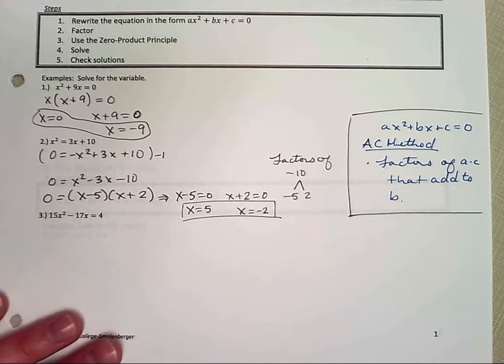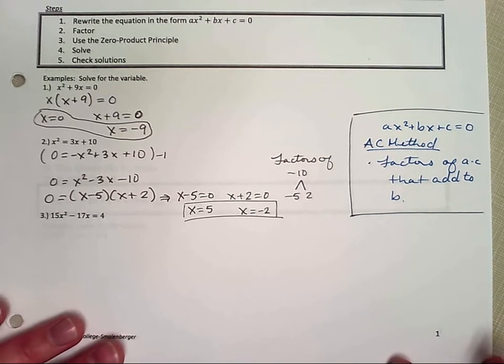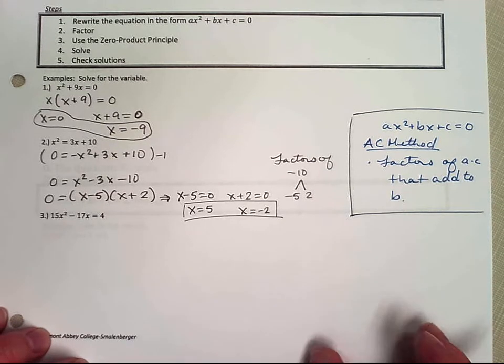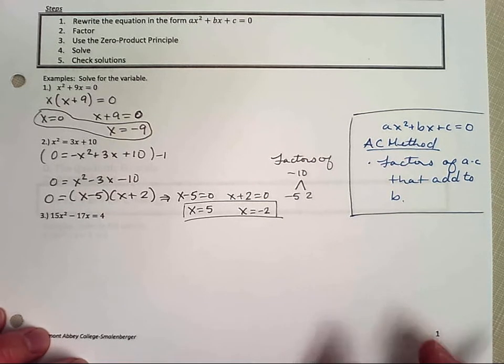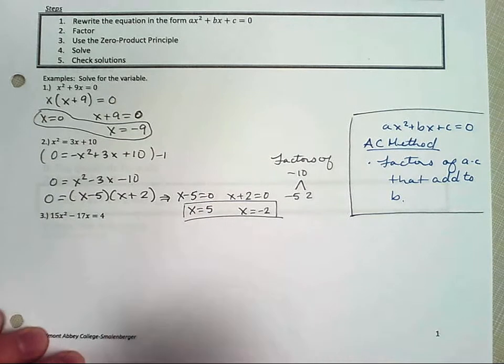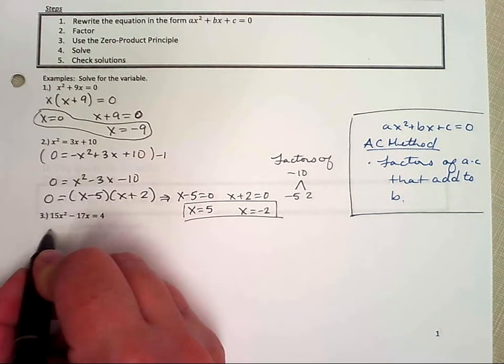All right, so why don't you guys start with number 3 and see what you think. We have 15x squared minus 17x equals 4. What's the first step? Who can tell me? So we have to get it of the right form, right? We have to set it equal to 0. If you don't set it equal to 0, you can't do everything.